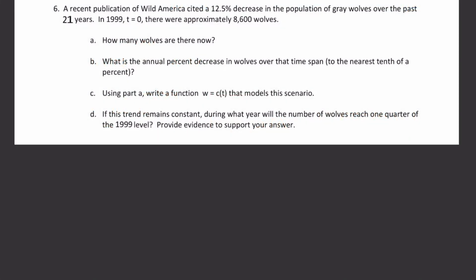Question number 6 talks about the decrease in the population of gray wolves over the past 21 years. Part A wants us to find out how many wolves are there now, so that would be in 2020. So basically all you need to do is subtract 1999. I mean, it tells you in the problem too, that's going to be 21. And anytime you're talking about population growth or decay, I'm a big fan of using the PERT formula because that is something that happens continuously. It doesn't happen just like once a year.